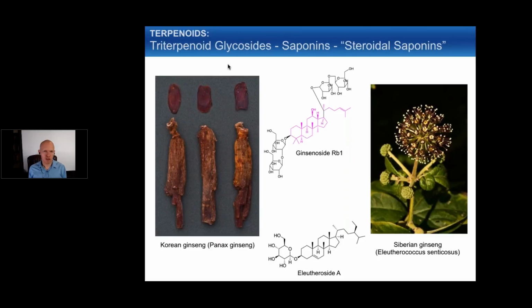So they modulate the immune function. They can have an effect on hormones. They may lower cholesterol, lots of different things they can do, because cholesterol also has that steroid backbone as well.